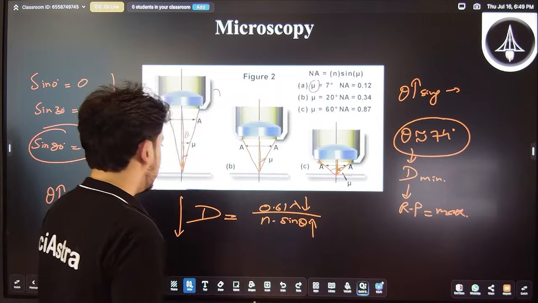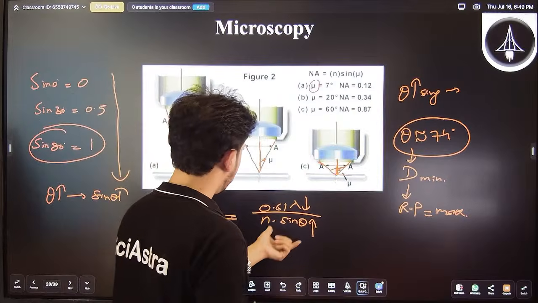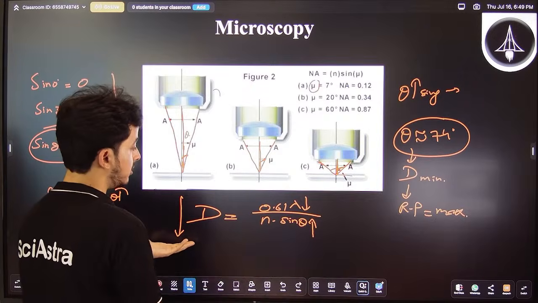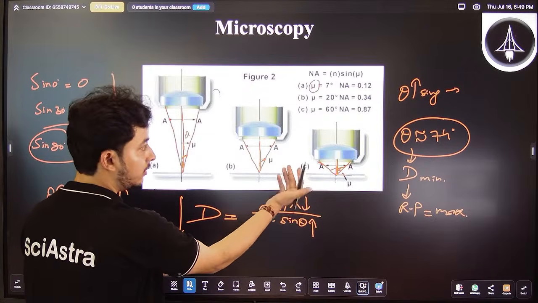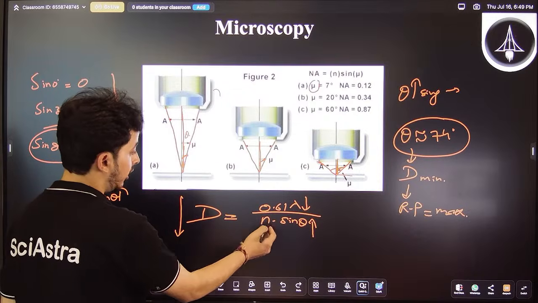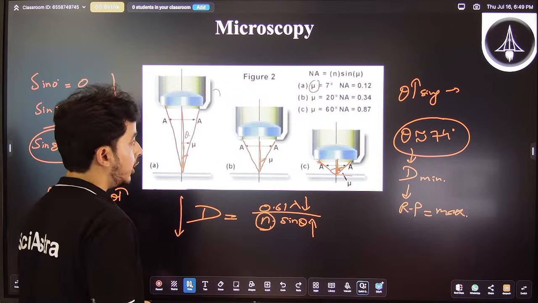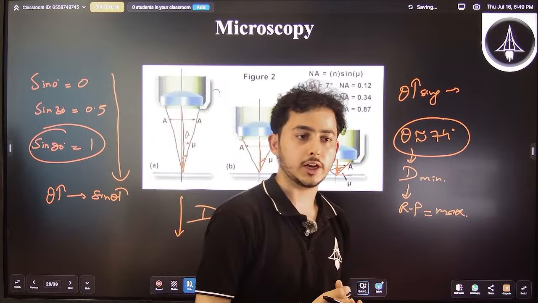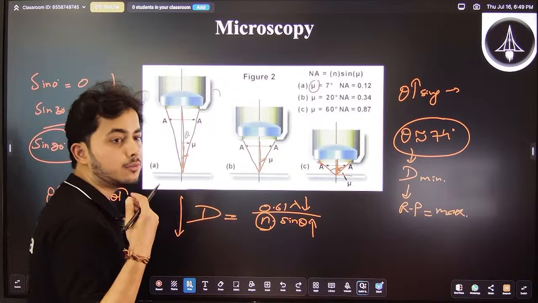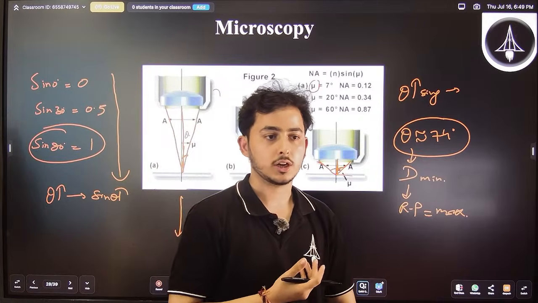So this was about the different factors. If you decrease the wavelength, you decrease the limit of resolution. If you increase theta maximum till 74 degrees, you again decrease the limit of resolution. And now comes the refractive index. I hope you have heard about immersion oil, right? That we put sometimes to see at much higher magnification, correct?